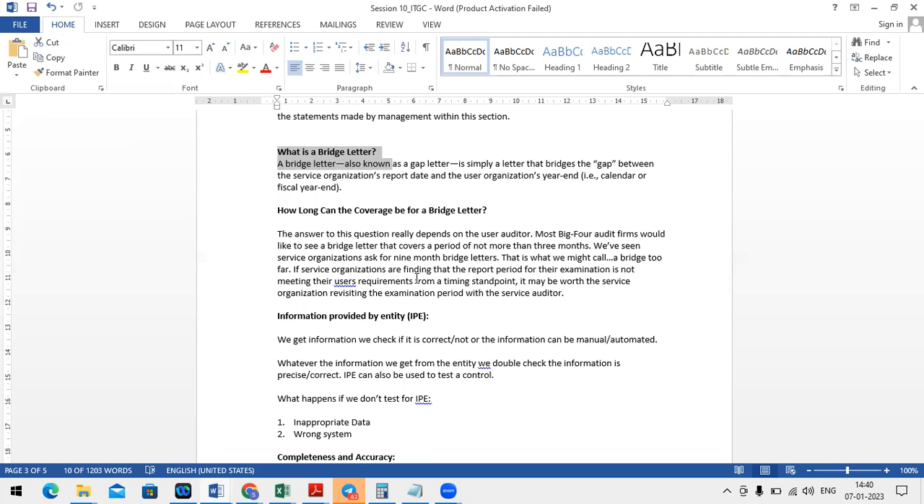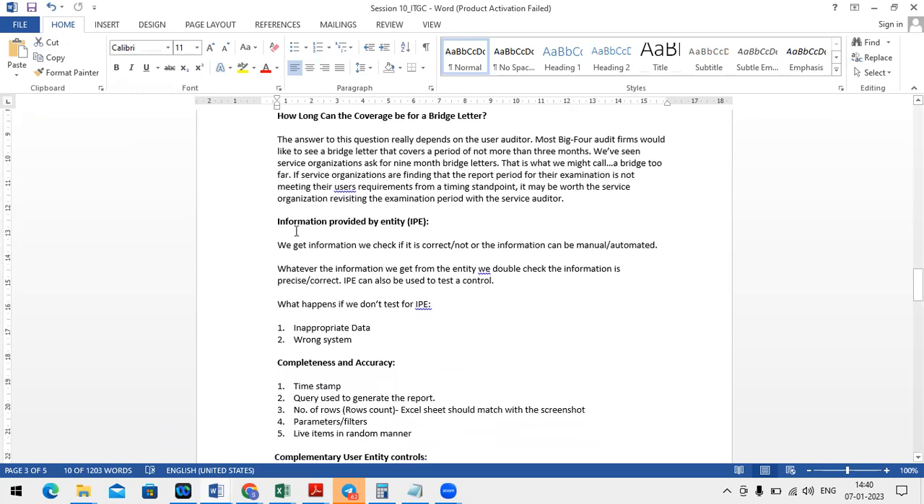Then the interviewer might also ask you what is IPE. IPE is nothing but information provided by entity. So whenever we discuss getting evidence from the different stakeholders or the control owners, what we do is we get information from them, we collect evidence, and we double check whether the information provided by them is accurate or not. So we check for the completeness and accuracy.